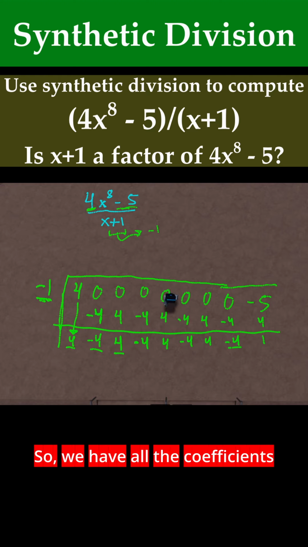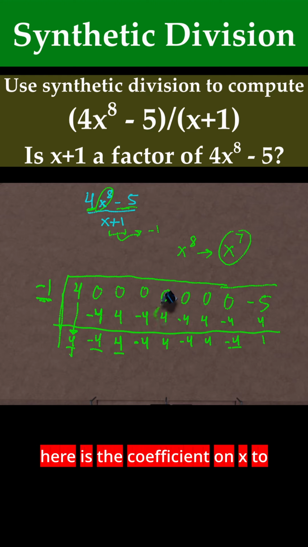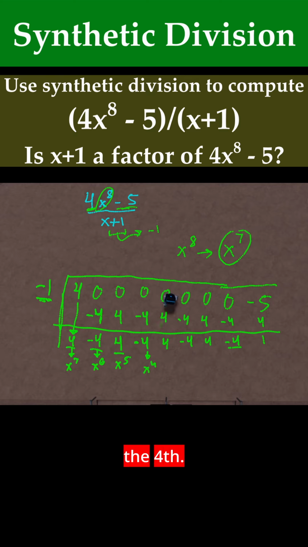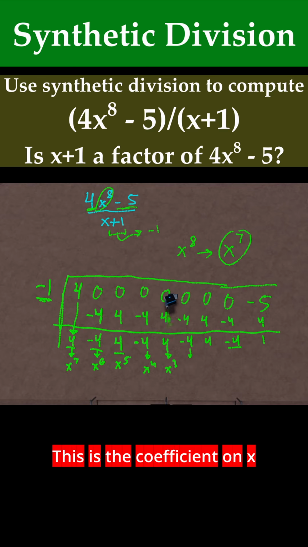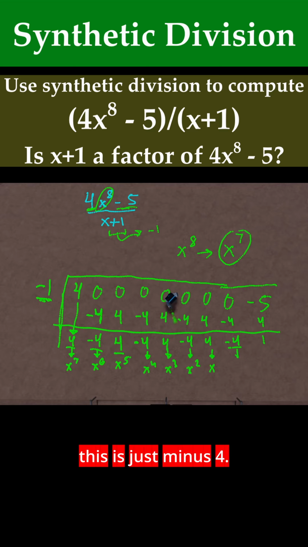So we have all the coefficients in the answer. So this problem started with x to the 8th power. Therefore, the answer will start with a power less than that, x to the 7th power. So this means that this 4 over here is the coefficient on x to the 7th. This minus 4 is the coefficient on x to the 6th. Then you have x to the 5th. This is the coefficient on x to the 4th. This is the coefficient on x to the 3rd. This is the coefficient on x squared. This is the coefficient on x. And this is just minus 4.